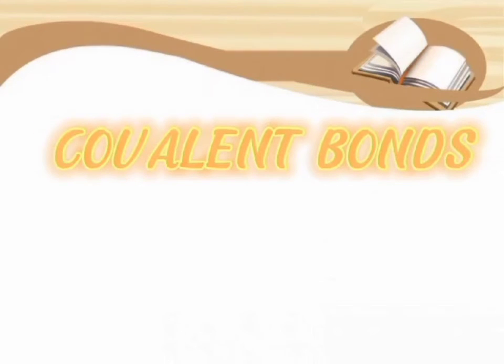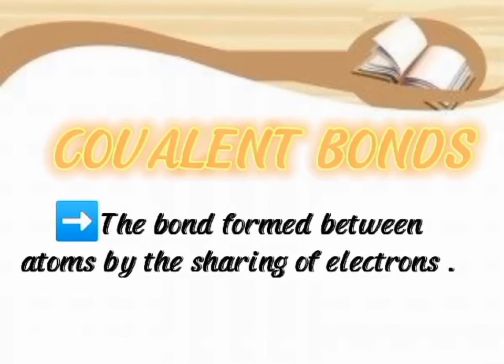I am here today to talk to you about the covalent bond. So how are we going to define covalent bonds, by the way? How are they made and how do they form? It's simply the bond formed between atoms by the sharing of electrons.